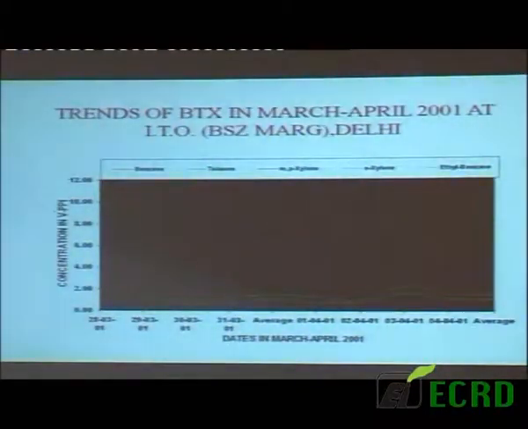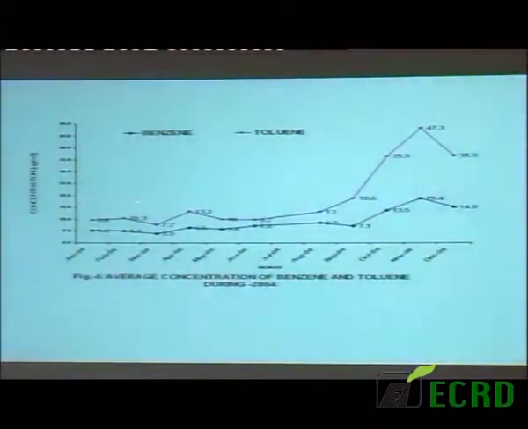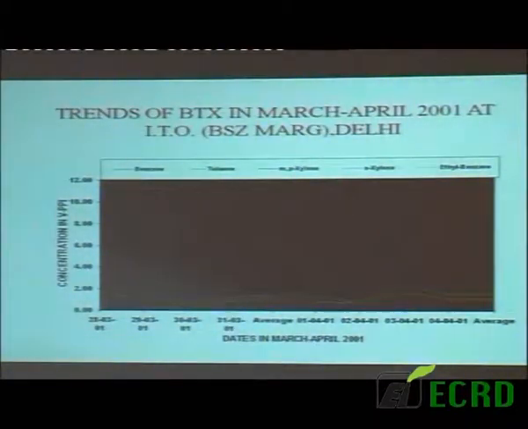And this is the you can see the benzene and toluene graph. Okay, so next, no problem. This is for 5 parameters during April 2001. Next, please.